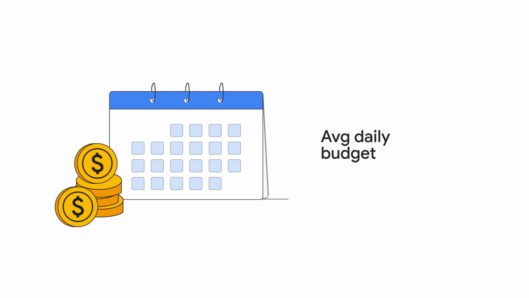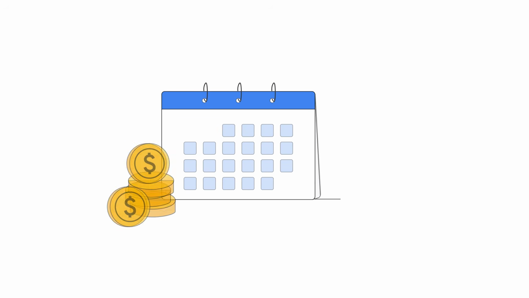Your monthly spending limit is the most you'll pay for a campaign in a month. To calculate it, multiply your average daily budget by 30.4, the average number of days in a month. If your campaign starts mid-month, your limit is simply based on the specific days it actually ran.